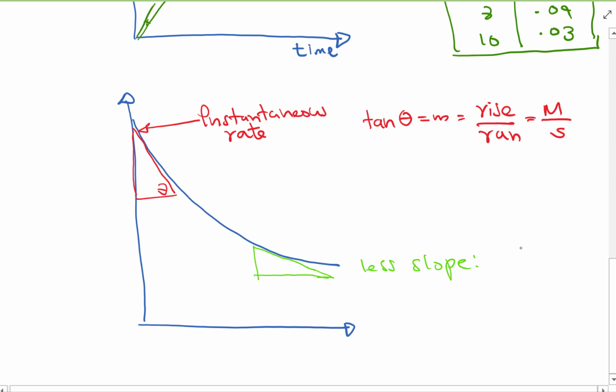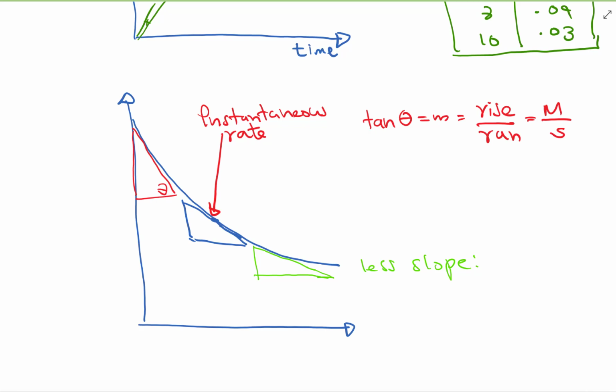The tangent is losing and losing. It's getting a lesser slope as you go down, right? And if you take a random place like that, that is actually the instantaneous rate. So that means we pick one point, so that's the instantaneous rate.